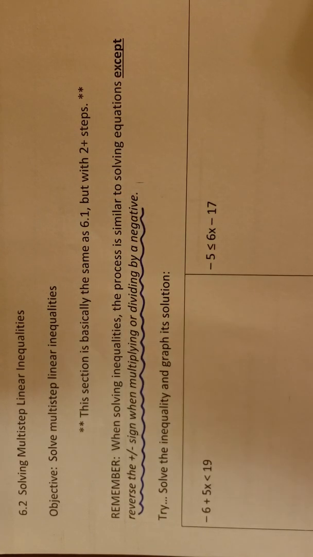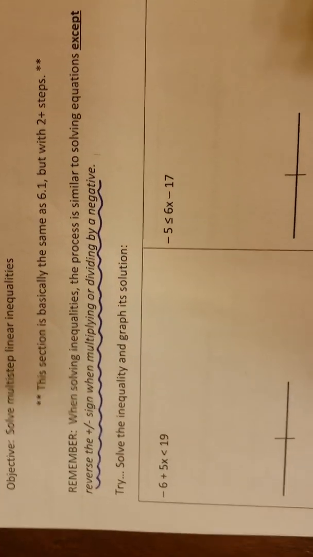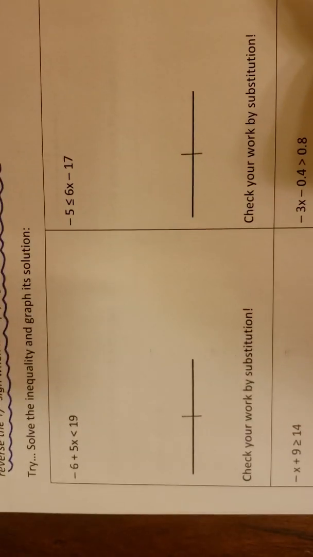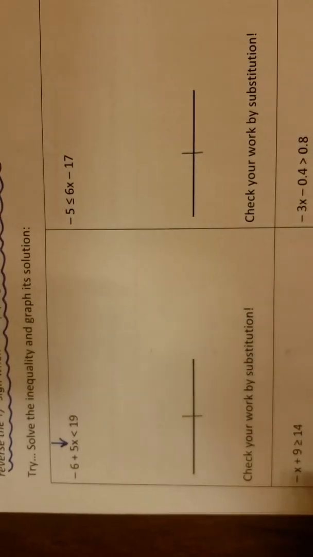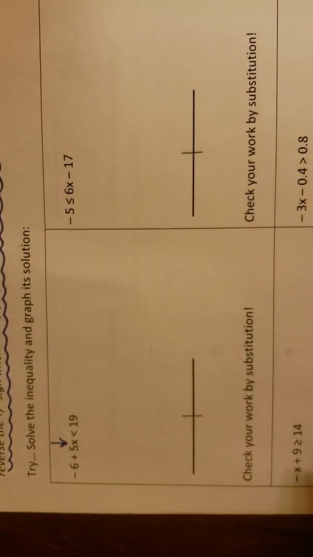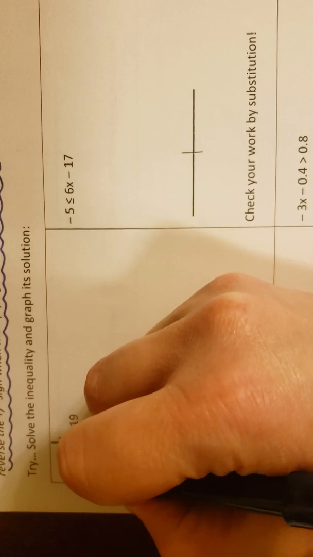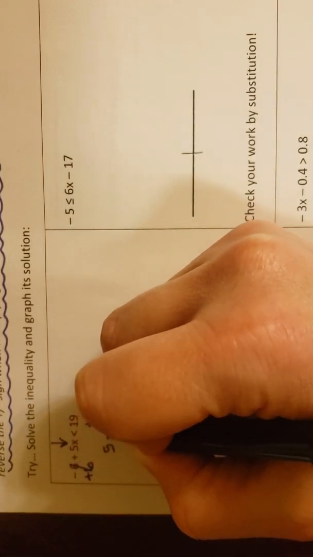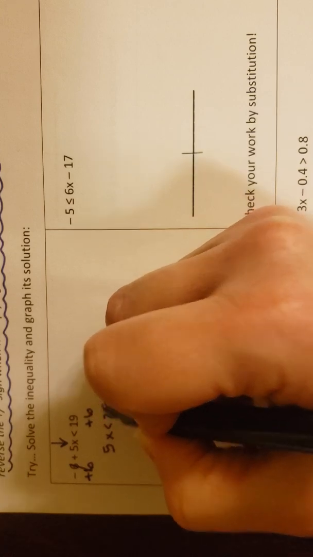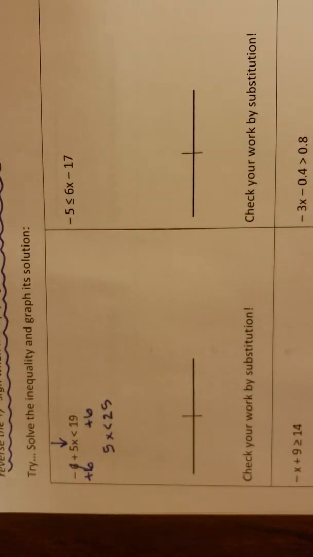Okay, here we go. So if I have this inequality here, I want, of course, to isolate the x. If this were a regular equation, what would you move first? Reverse of a negative 6 is a positive 6. What I do on one side, I do to the other. So 5x is less than 25. I kept that same inequality sign because I did not multiply or divide by a negative.